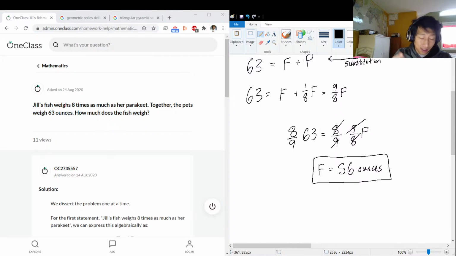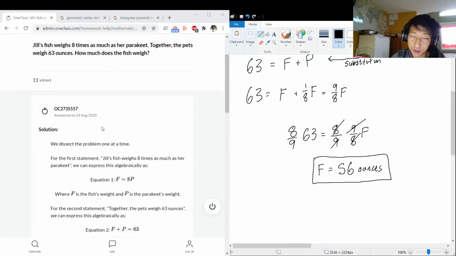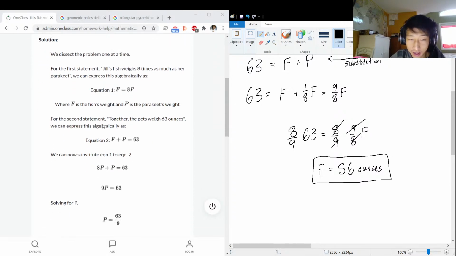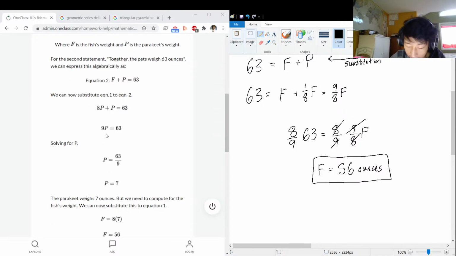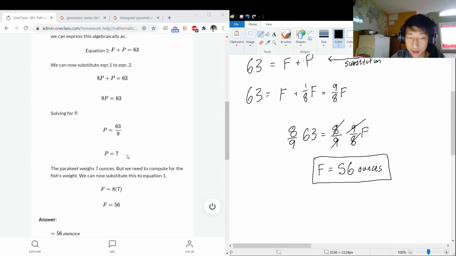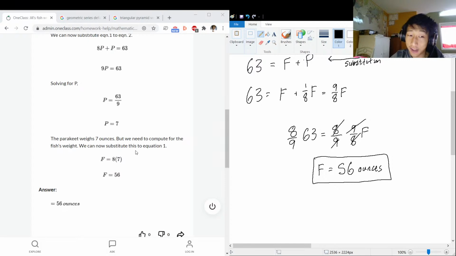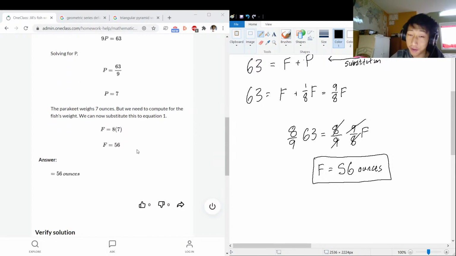How many pounds is that? 16 ounces in 1 pound. That's 3.5 pounds of fish. That's a heavy fish. Maybe not a shark, maybe a baby shark. So the fish weighs 56 ounces, and the parakeet is going to be much lighter at 7 ounces. So the parakeet is like 1/2 pound, and the fish is 3.5 pounds. Heavy fish, but yeah, it all works out.